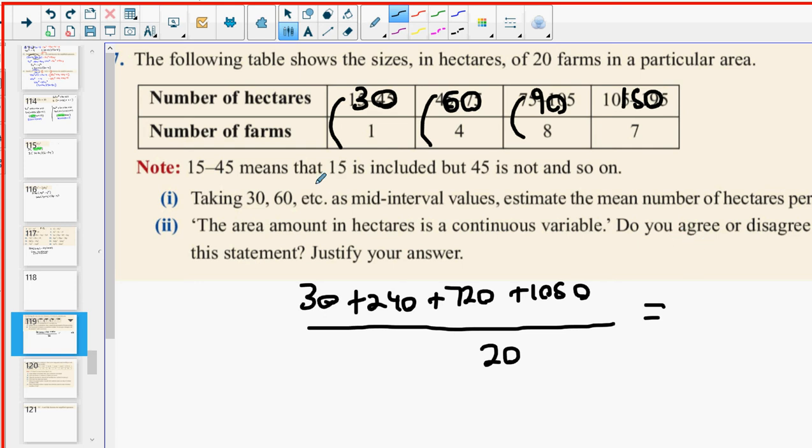The area amount in hectares is a continuous variable. Do you agree or disagree with this statement? It's a continuous variable because it's measured. Does that make sense? It's a measurement. You can't say it's 80 hectares exactly. It could be 79.9, it could be 80.1, something like that. Unless it's rounded off, it's continuous data. Okay? All right, let's move on to question 9.